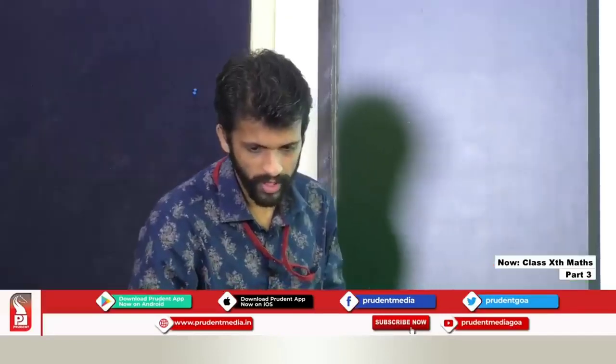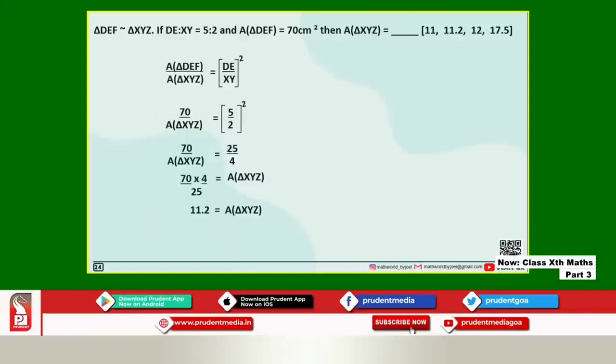Let us solve another problem. Triangle DEF is similar to triangle XYZ. If DE and XY are in the ratio of 5:2, and the area of triangle DEF is 70 centimeter square, then the area of triangle XYZ is equal to how much?